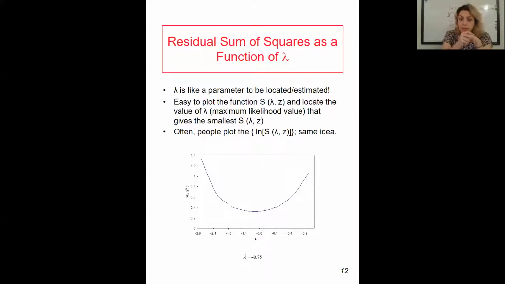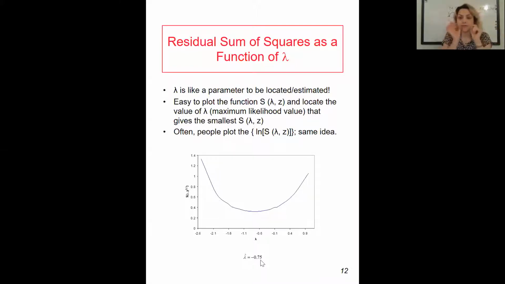As it's written here, lambda is a parameter to be located and estimated. It's easy to plot the function of the sum of the square of lambda and z, and locate the maximum likelihood value of lambda that gives the smallest s, the sum of the square. Most of the time people plot the natural logarithm of the sum of the square. The trend is going to be the same, and we are looking for the minimum. For example, here the lambda estimate based on this curve is going to be -0.75.